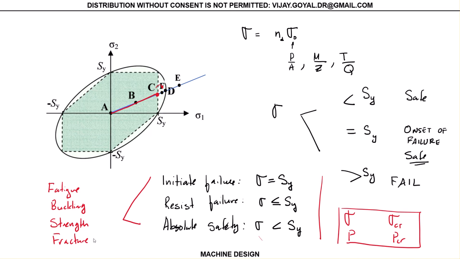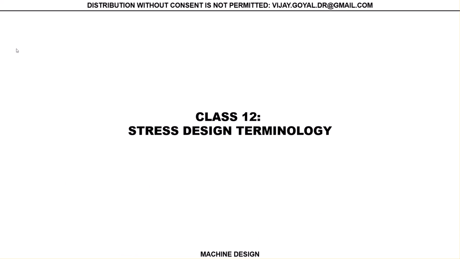This is if you're working in buckling. If you're working in strength, this is sigma yield. In buckling, this is sigma critical or P critical. And if you're working in fracture, you work with KIC or you work with KC, depending on the case. So these are some design criteria that you keep in mind when you're doing stress analysis.